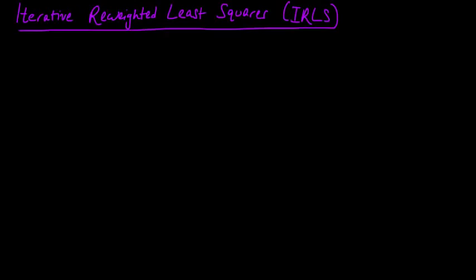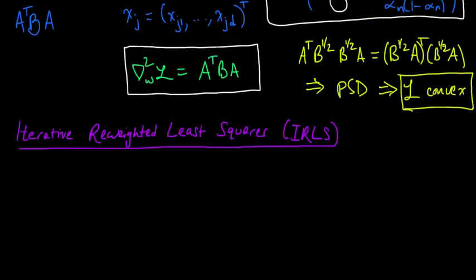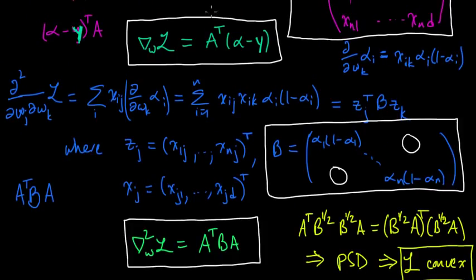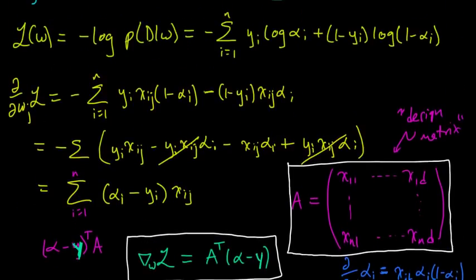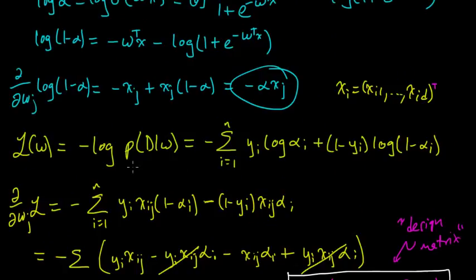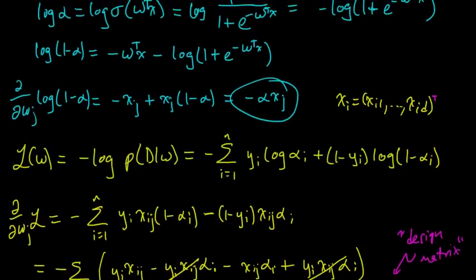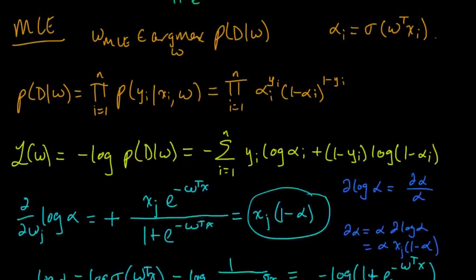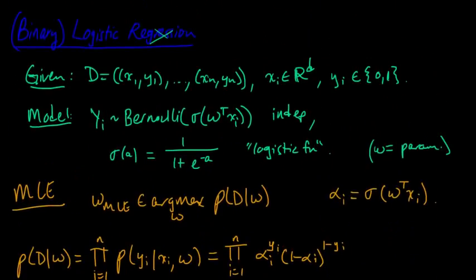The application of Newton's method to logistic regression results in an algorithm called iterative reweighted least squares. We're considering logistic regression, and we just computed the gradient and the Hessian of minus this L function, which was minus the log likelihood function for logistic regression.